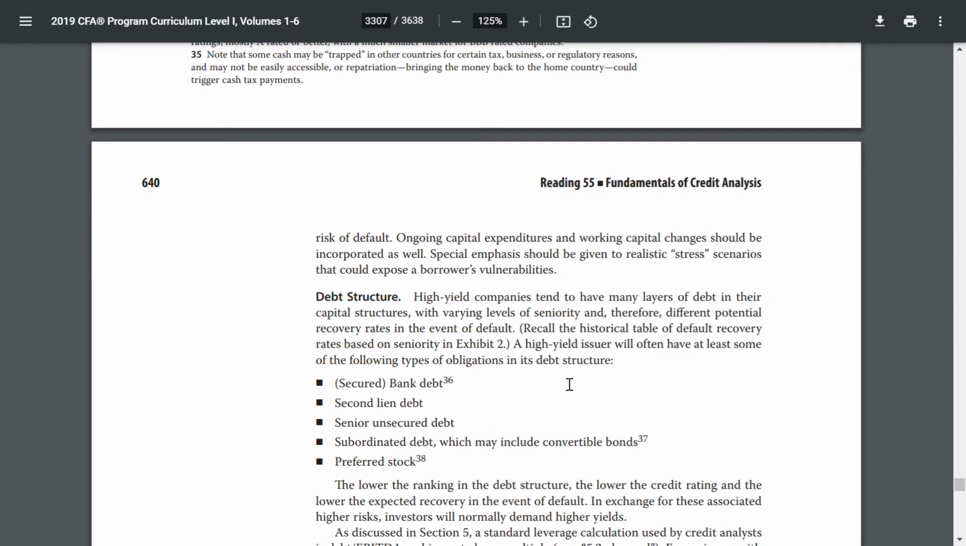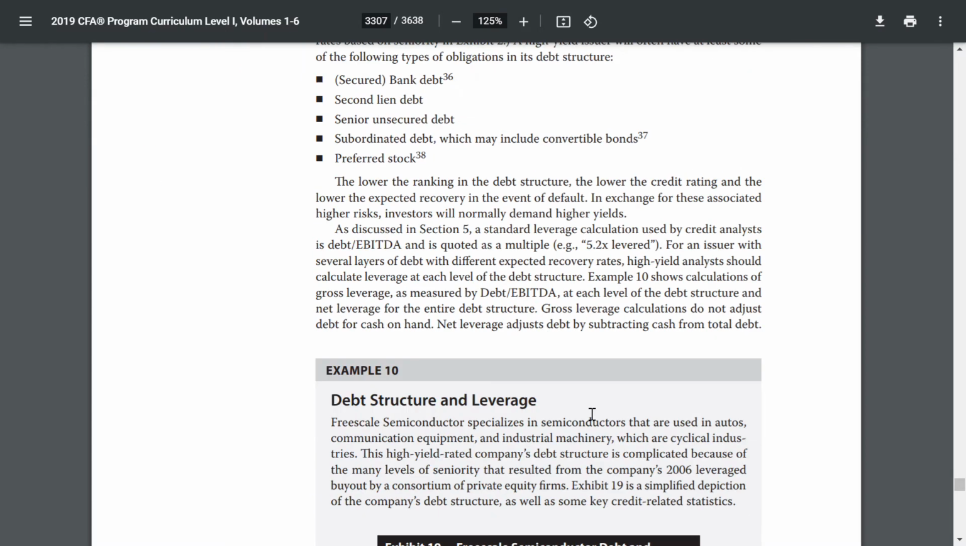Debt structure. A high-yield issuer will often have at least some of the following types of obligations in its debt structure: bank debt, first lien debt, senior secured debt, subordinated debt, which may include convertible bonds, and preferred stocks. The lower the ranking in the debt structure, the lower the credit rating and the lower the expected recovery in the event of default. In exchange for this associated higher risk, investors will normally demand higher yields, as discussed in Section 5.